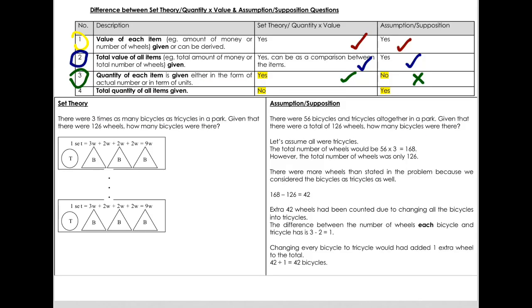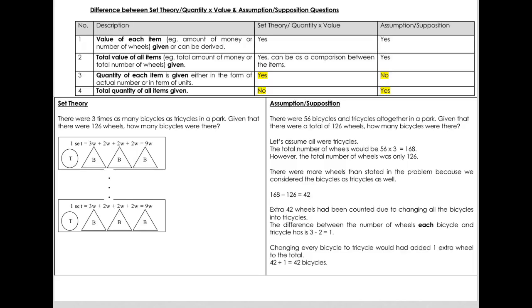The next description is on the total quantity of all items being given. For the assumption question, yes, they tell you the total quantity of bicycles and tricycles was 56. But for the set theory question, they never tell you how many vehicles there are in total. So the question on the left is a set theory question, whereas the question on the right side is the assumption question.